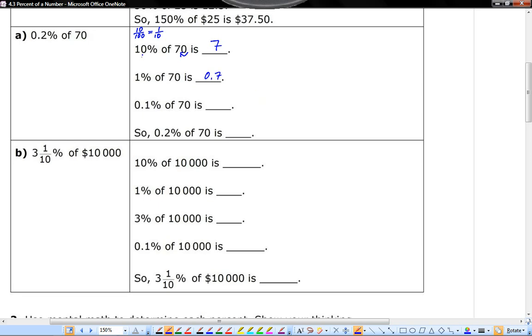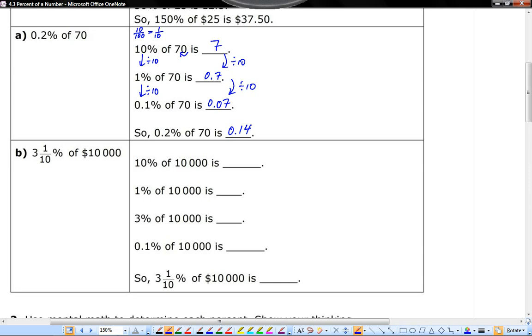Of course, this is dividing by 10, so we do the same thing here, dividing by 10, that's 0.7. And another step down, dividing by 10 again, is going to leave you with 0.07. So 0.2% of 70 is going to be twice as much of that, which is going to be 0.14.